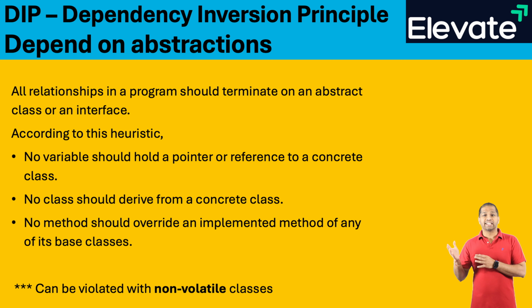Somebody has to create the instances of the concrete classes, and whatever module does that will depend on them. Moreover, this heuristic can be violated with non-volatile classes which do not change often and that are not used to derive other classes, like the string class in Java. However, most concrete classes that we write as part of an application program are volatile. It is those concrete classes that we do not want to depend on directly. Their volatility can be isolated by keeping them behind an abstract interface.